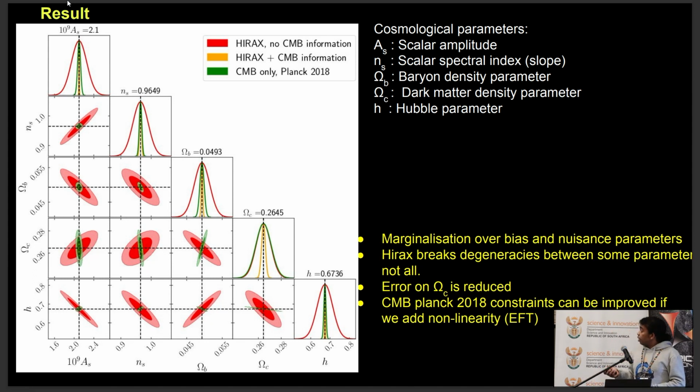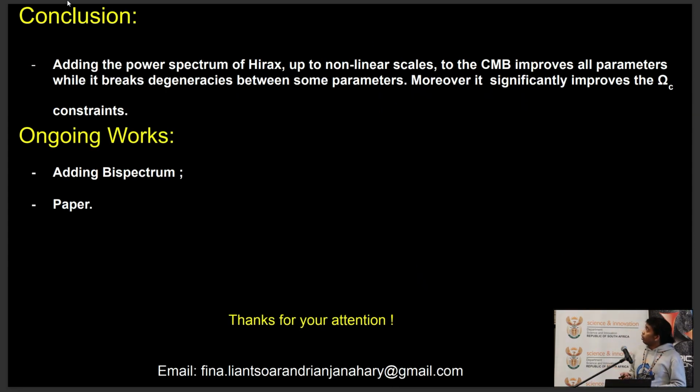And for the conclusion, I will leave you with my conclusion here, and the ongoing work is that I'm adding the bispectrum, which is the Fourier transform of the 3-point correlation, which helps again to get a tighter constraint, so good for us.